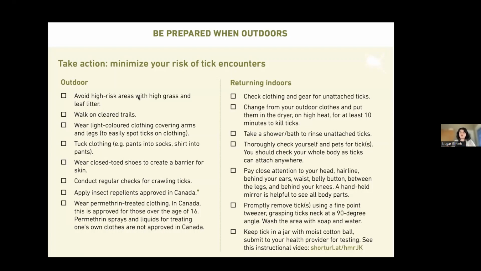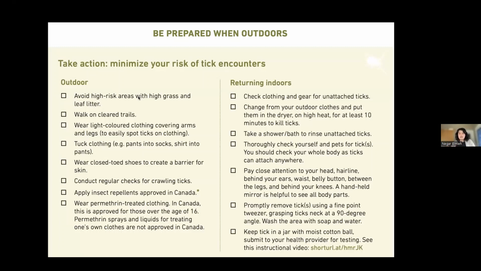You can wear light colored clothing, and you can tuck your shirt into your pants and your pants into your socks, and wear closed-toed shoes. And this really just helps you be able to do tick checks and check to see if there's any ticks crawling on you. You can also apply insect repellents and or wear permethrin treated clothing. So that's outdoor actions you can take.